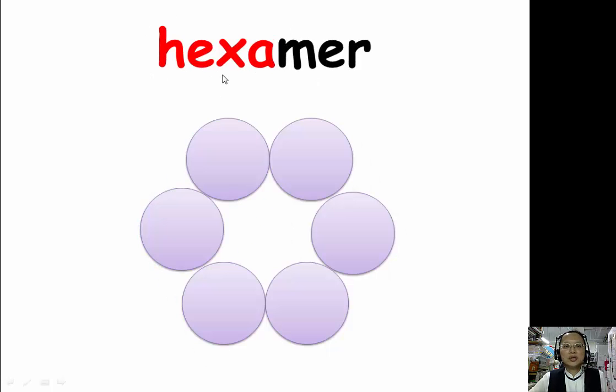Hexamer. Hexamer means a molecule made of 6 structural subunits. Hexa means 6, and the suffix mer means body, parts. So hexamer means a molecule made up of 6 structural subunits.